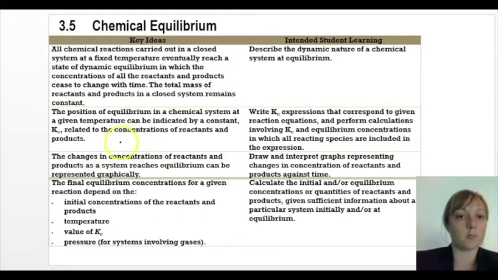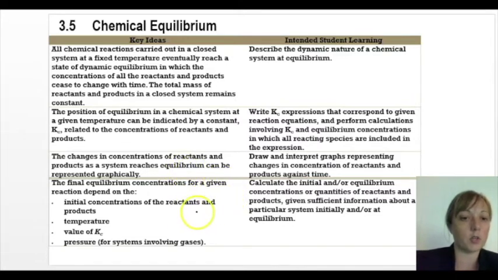We also need to be able to talk about the position of the equilibrium. So we need to be using the Kc constant, which we'll talk about, and this has a relationship between the concentration of the reactants and products, and we need to be able to do some calculations based on this relationship. We also need to be able to talk about the changes in concentration of reactants and products and how we can represent them graphically, so drawing and interpreting graphs.